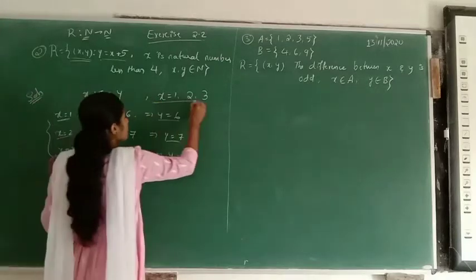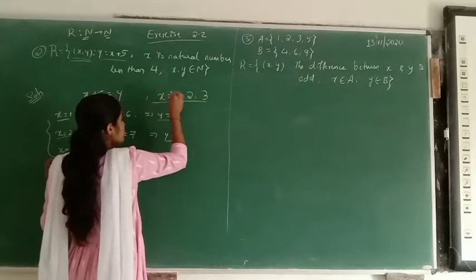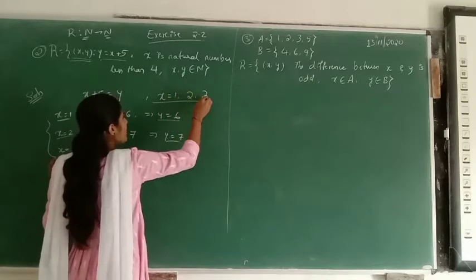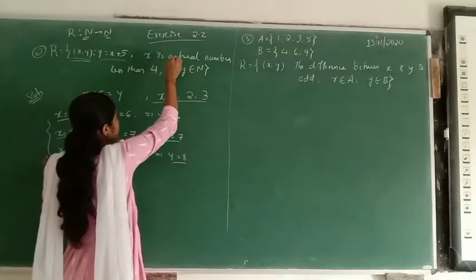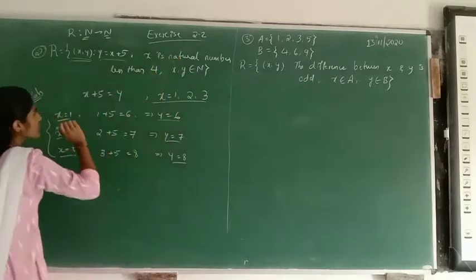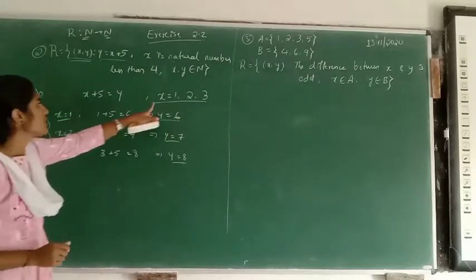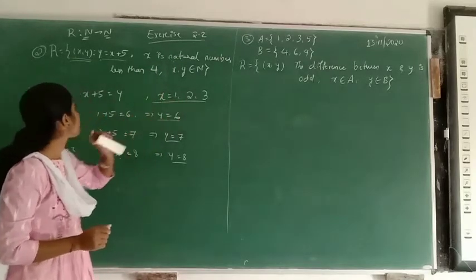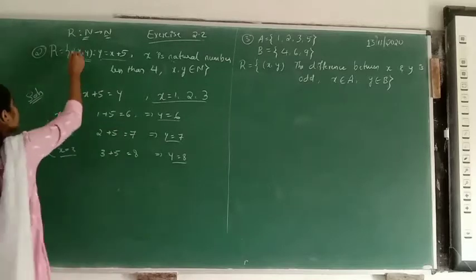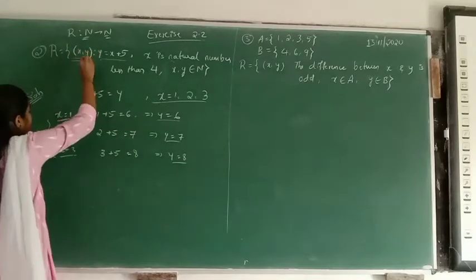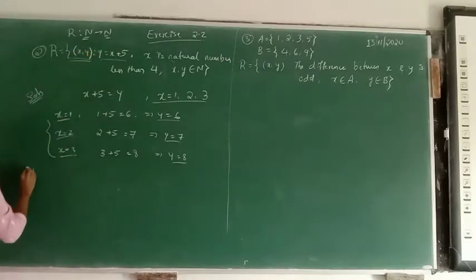So they defined that x is equal to 1, 2, 3. Why? Because they said that x is a natural number less than 4. That's why I am taking the values x is equal to 1, 2, 3. So the ordered pair is the ordered pair of x comma y. So what will be the relation?